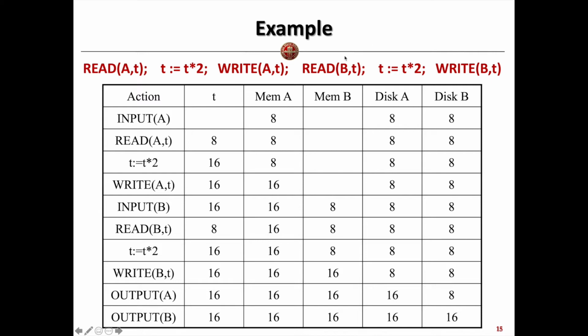And after this operation, we have read BT. It means we assign the B value to T, and we also double its value, and we can also assign its T value back to B. In other words, in this transaction, we plan to read the values for both A and B, and we also plan to double their values and write back the values as well.